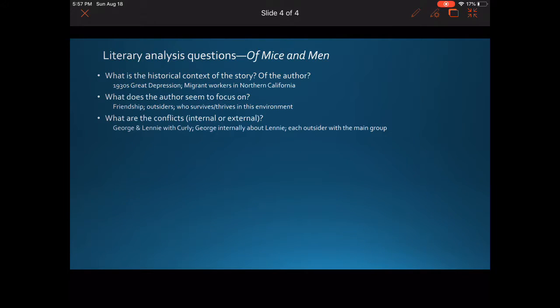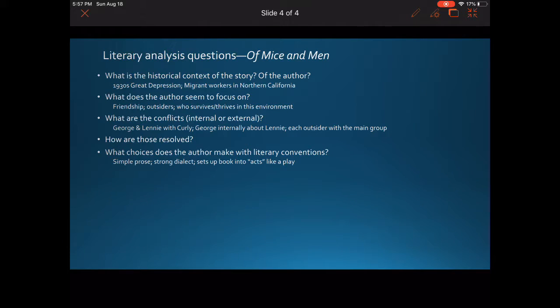What are the conflicts? There's a lot of conflicts. George and Lenny's conflict with Curly, the boss's son. George has a lot of internal conflict about what to do with Lenny. And then each outsider, whether it's Crooks or Candy or Curly's wife, their conflict with the main group. How were those resolved? Well, those are all resolved differently. And we could go on and on about that. What choices does the author make with literary conventions? A lot you can say about this as well, but very simple prose. His writing style is very simple. He uses dialect a lot, sets up the book into acts like a play. So each chapter is like a different act with a different setting.